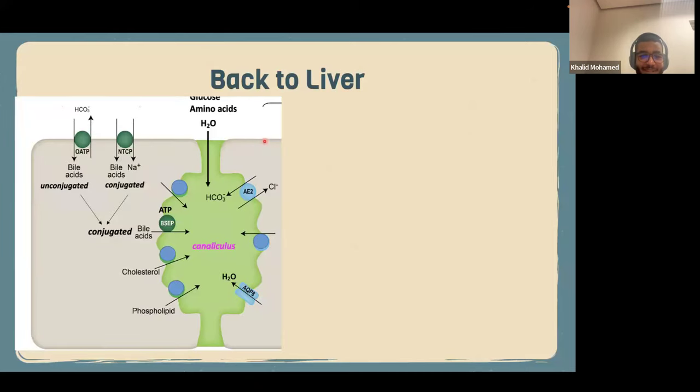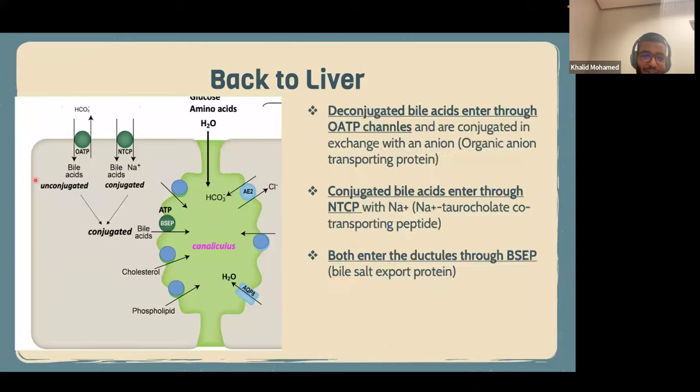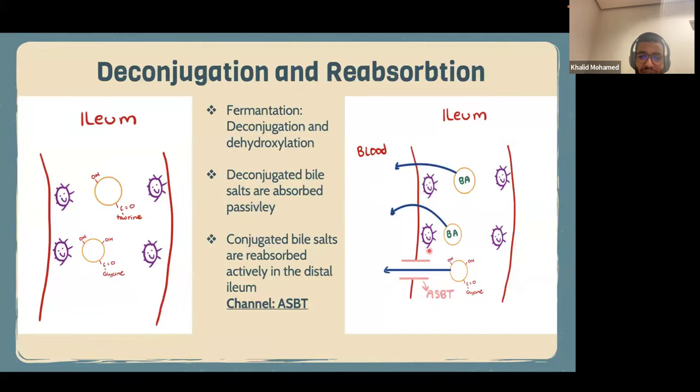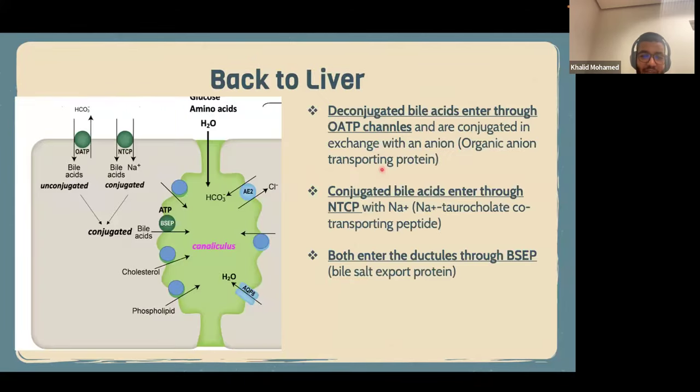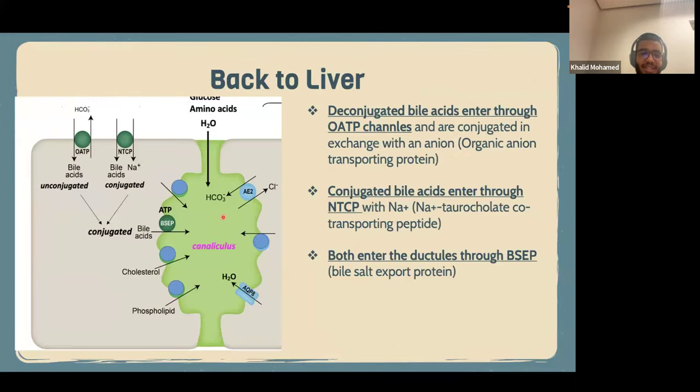Now we're back to the liver. What happens? You remember this diagram? I just hit this part of the diagram before. What happens when these bile salts come back to the liver? Okay, it's called the enterohepatic circulation. So it needs to come back to the liver, and then from the liver back again to the ileum. So we have two channels here.